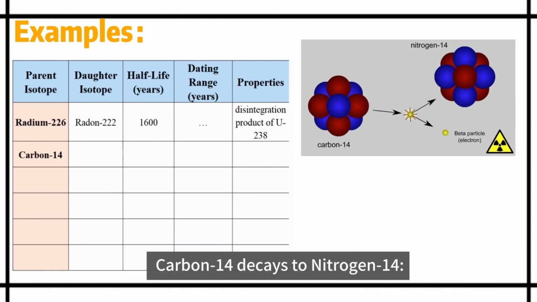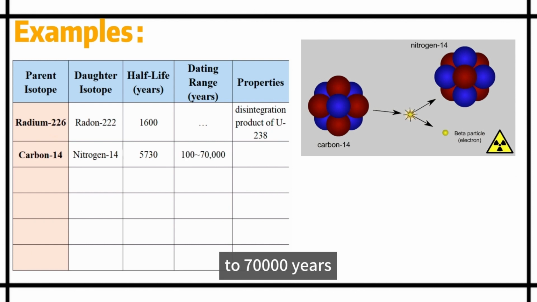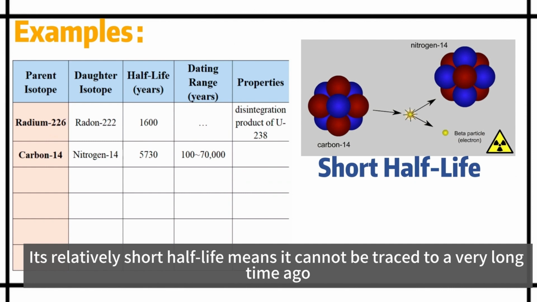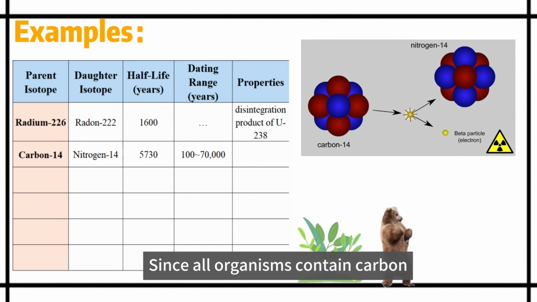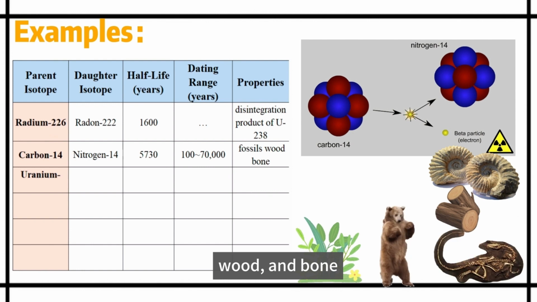Carbon-14 decays to nitrogen-14. Carbon-14 has a half-life of 5,730 years, with a dating range of 100 to 70,000 years. Its relatively short half-life means it cannot be chased to a very long time ago. Since all organisms contain carbon, it is used to date fossils, wood, and bone.